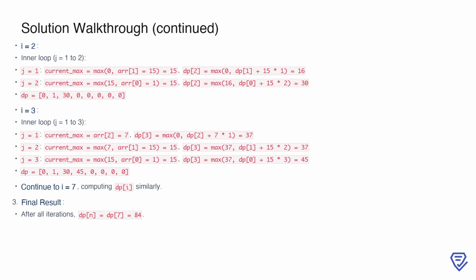This process continues until i equals 7, where we compute the optimal partitions for the entire array. By the end of all iterations, the final result is stored in DP[7], which equals 84.